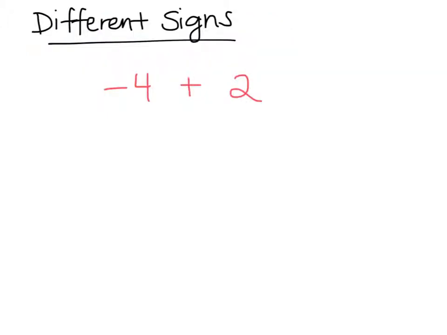Now we're going to do adding integers with different signs. Since these are different, you can see that these are negatives and these are positives. You cannot combine them because they're not the same. What's really going to happen is they're going to cancel each other out. So I'm going to draw a little picture for it.